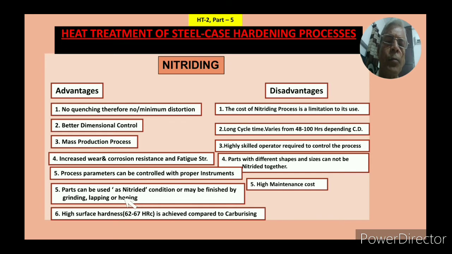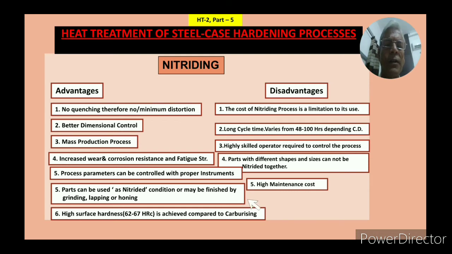Parts can be used in the nitrided condition or may be finished by grinding, lapping or honing. In the majority of cases, nitriding is done on the finished part, because the case depth requirement is very low. You get a good surface hardness with very low case depth. So generally they are maintained, or some allowances are left in the previous machining process. In some conditions, you may finish it by grinding, lapping or honing even after nitriding. But in general, nitriding is the final process used in industry.